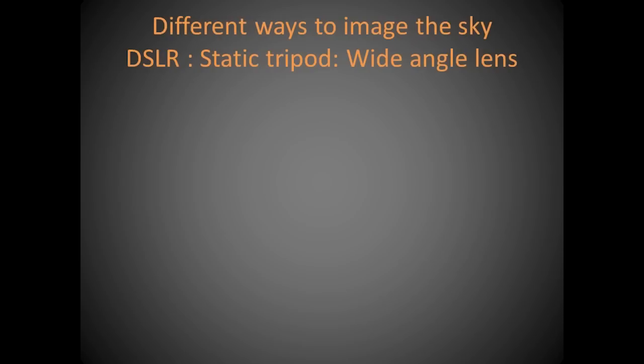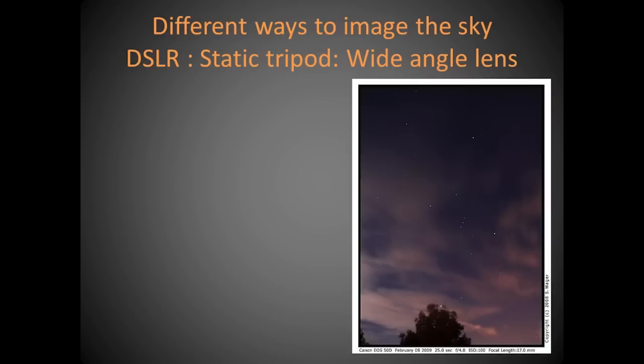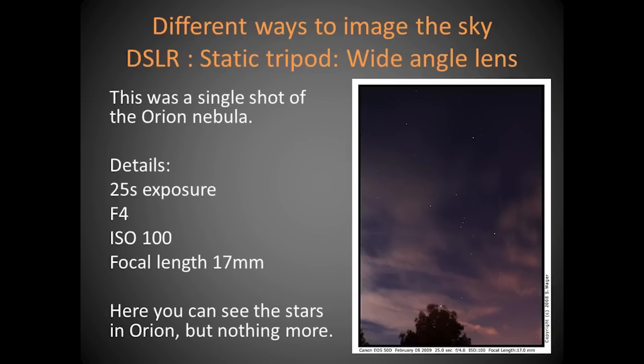Okay, so here's just a couple of examples really, different ways to image the sky. Here's ones that I've done. I don't make any excuses for the quality of them. This is when I first started out. So this is with a DSLR, a static tripod and a wide angle lens. Single shot of the Orion Nebula. You can see the details there on the screen. This was only a single shot. It wasn't even used with stacking or anything. So this really is probably about as basic as you can get.